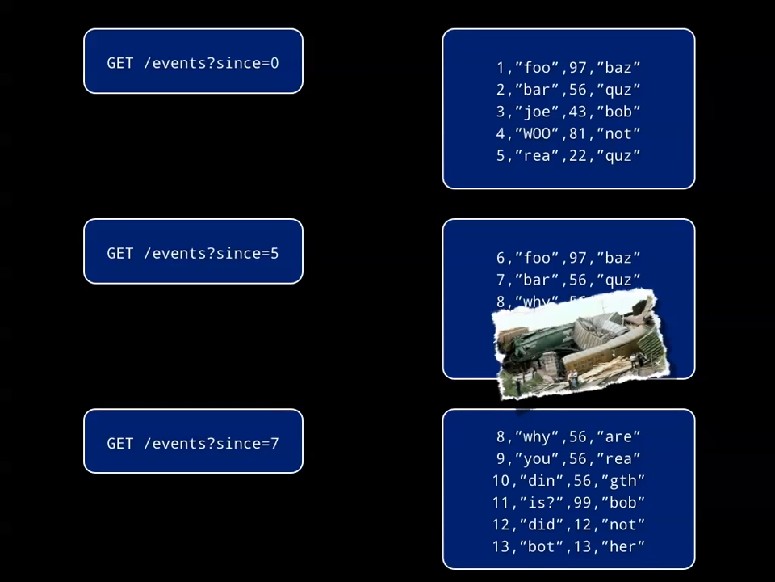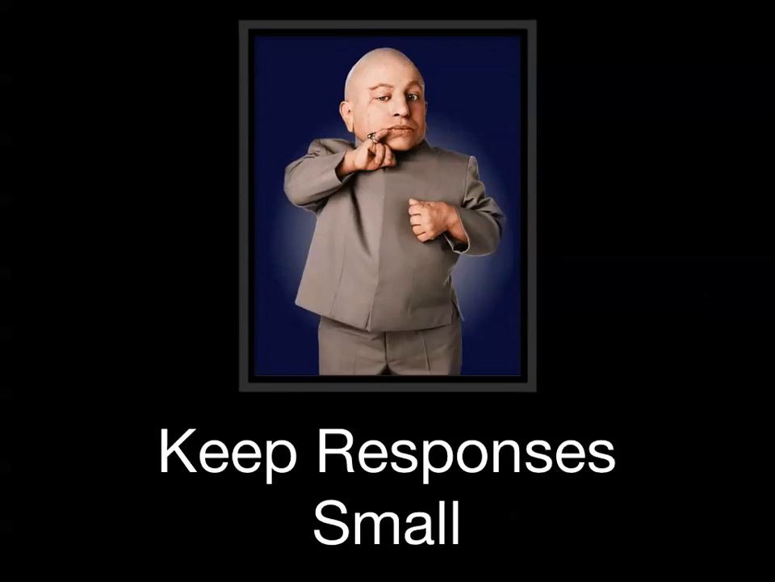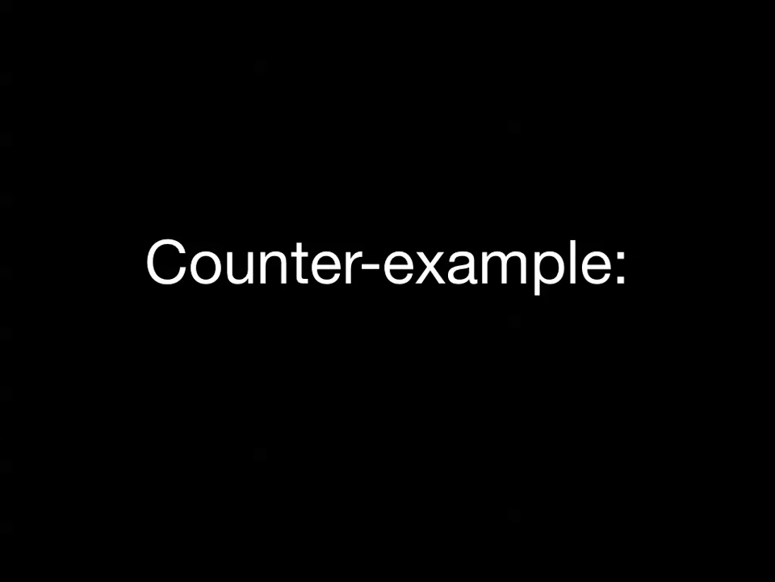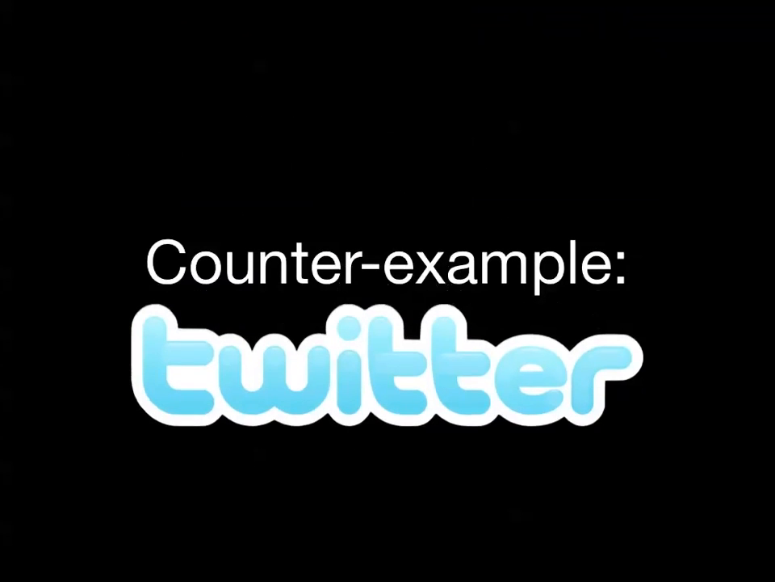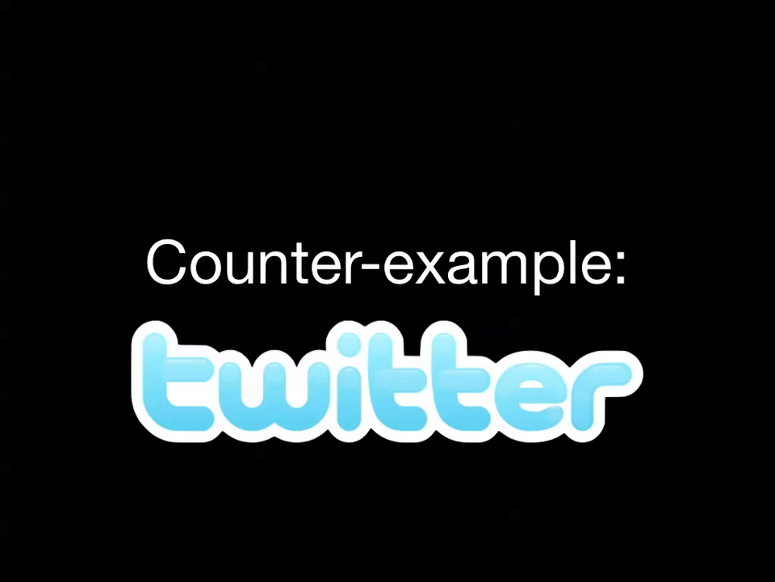Cool? Right. So the next thing that you should do is keep your responses as small as possible. And to give you an example of why it's a good idea to keep your responses as small as possible, I'm going to provide you with a counterexample. And that counterexample comes from Twitter. So what would you expect to receive if you were to ask to get a single tweet from Twitter's JSON API? Probably a bit of text and not much else. You know, 140 characters, right?